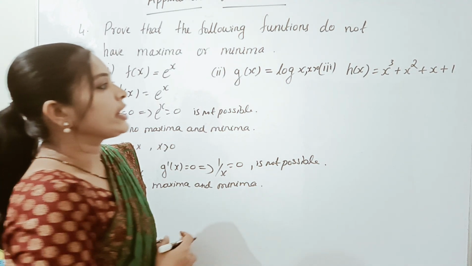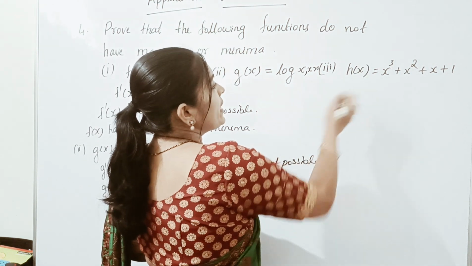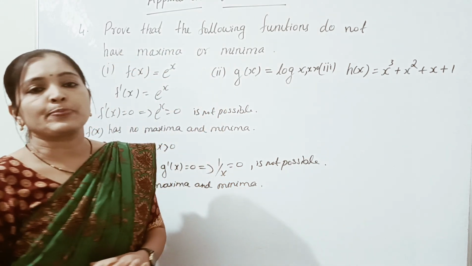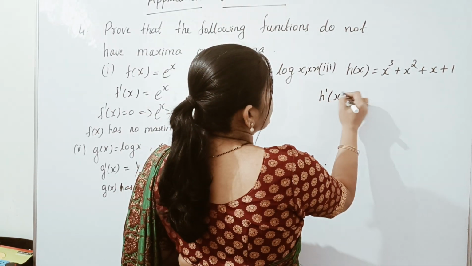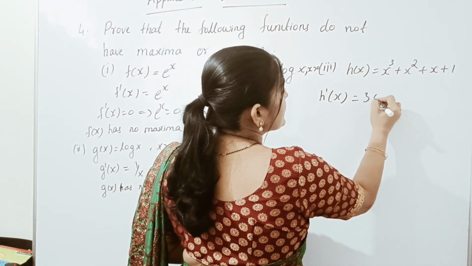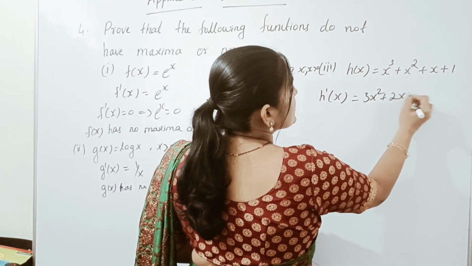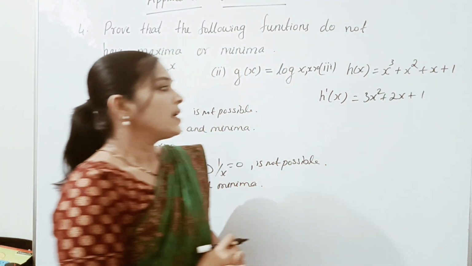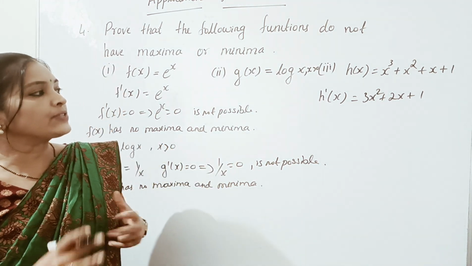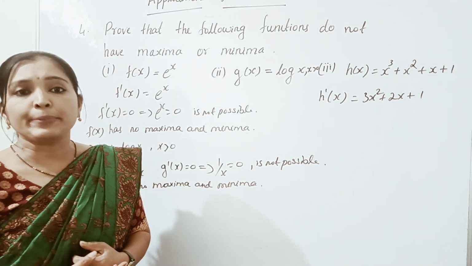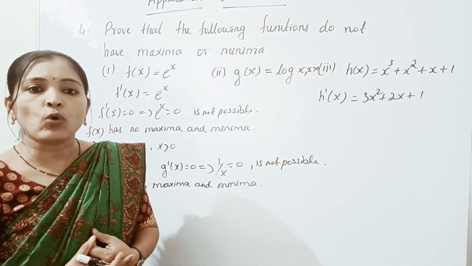Then the third function is h of x is equal to x cube plus x square plus x plus 1. Let's find h dash of x, which is nothing but 3x square plus 2x plus 1, right? So here we have got a quadratic equation. Let's find its discriminant, the discriminant of the quadratic function.